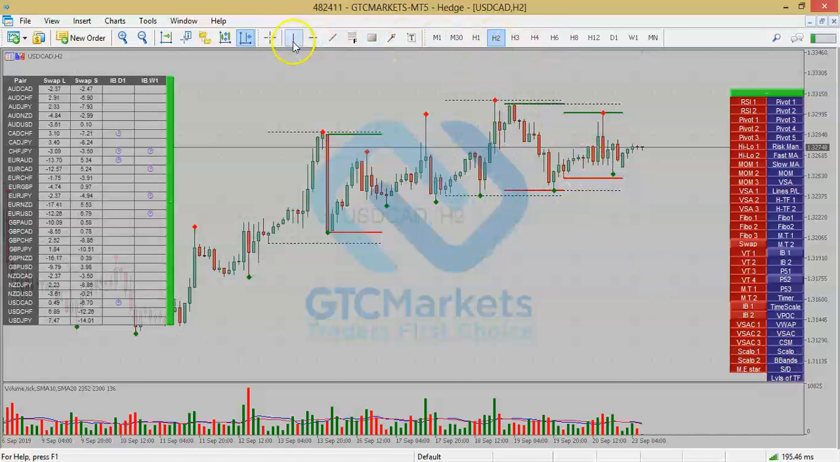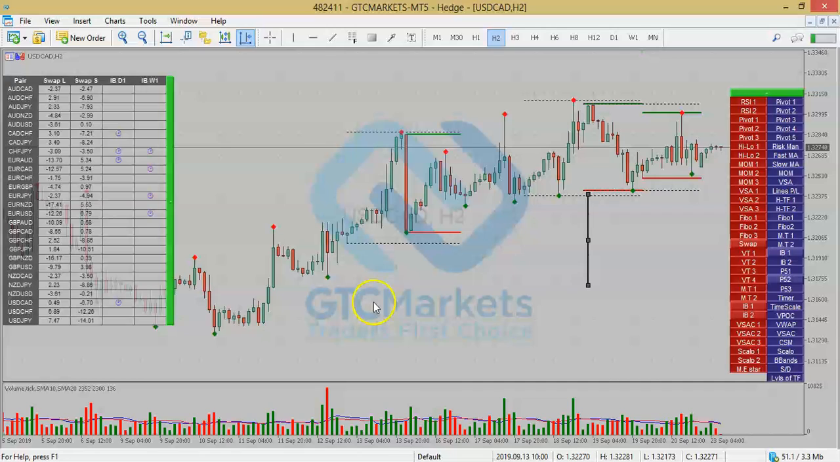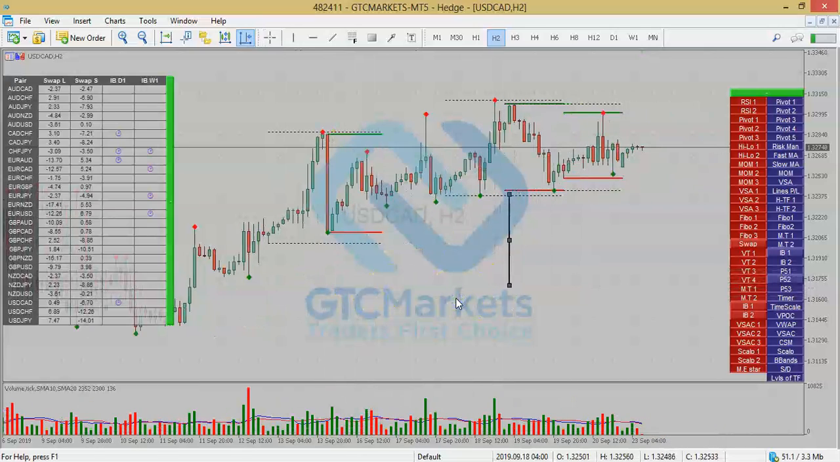For projections, I will be using 1-on-1, that is from here till here. This will be my projection, and again I come into the previous demand zone over here. This was for the Dollar CAD. I hope you guys have understood the setup.